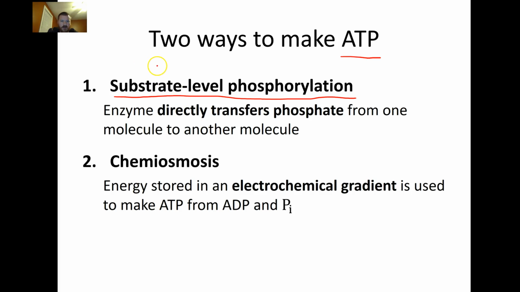So remember what ATP is. ATP is adenosine, or an adenine, with 3 phosphates attached to it, right? Well, before I can get here, oftentimes I have something called ADP, or adenosine diphosphate, which would be an adenine with 2 phosphates, right? Well, how do I get that other phosphate on there? I could just do something like substrate level phosphorylation.